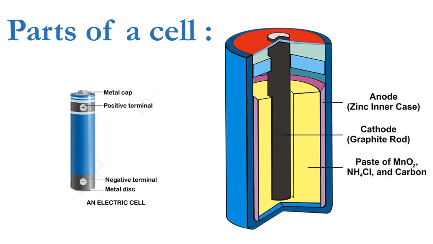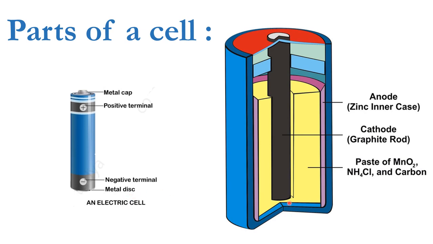Now, let us look at some common parts of an electric cell. We already discussed that in a cell there are two terminals, a positive terminal and a negative terminal. Let me also tell you that the top part of a cell is known as the metal cap, whereas the bottom part is called the metal disc.